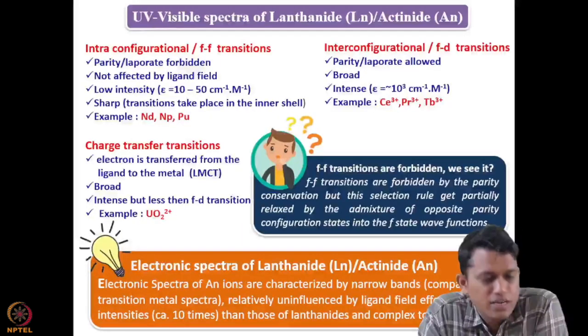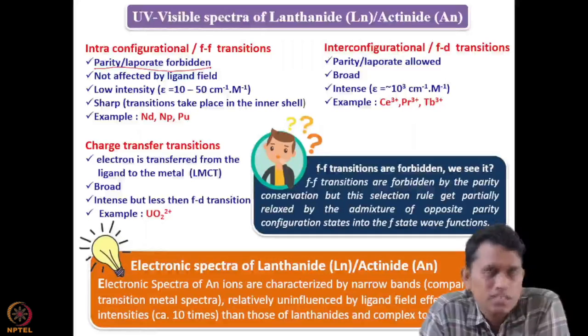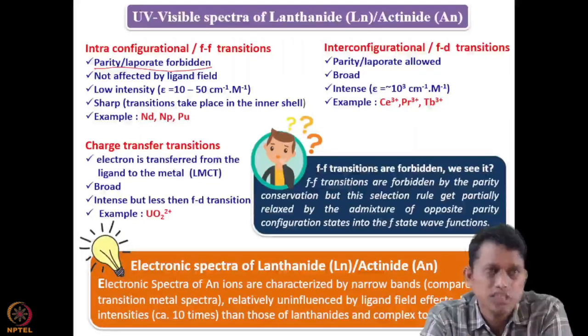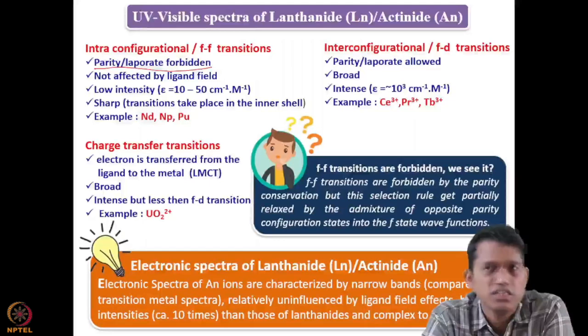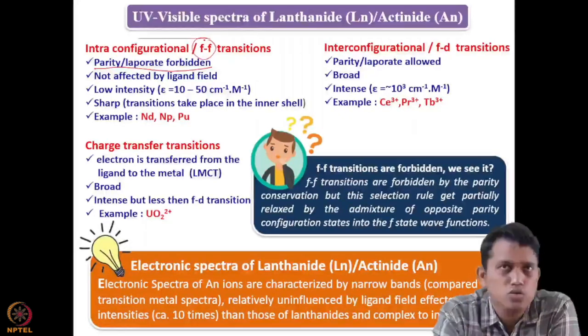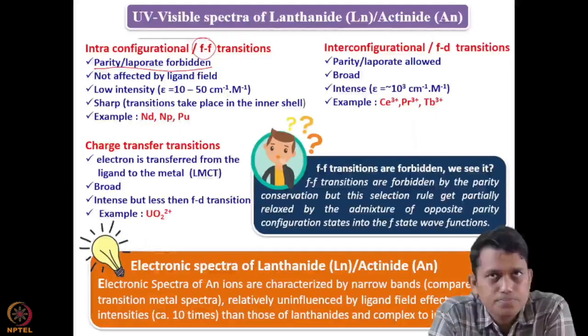So the first thing is intra-configurational FF transitions. As I told you, they are forbidden, but still they are seen in the spectrophotometer. Why? Because the selection rule obviously does not allow it, but the states are not purely F in nature. There is some admixture of the opposite parity into this configuration. There is always some perturbation of this F state wave function with another orbital, maybe D orbital. So there is some mixing in this state, and because of this mixing, when we say the parity is the same, it is not true. There is a slightly different parity, and because of that it is slightly allowed, or you can say the rule is a bit relaxed. And because of that, we get this kind of transitions.